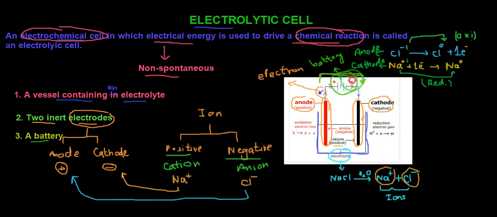As you can see, it has negative charge, so electrons are being pushed into the cathode, making it negatively charged. What is the charge on the cathode? The cathode is being negatively charged by the help of electrons that are coming from the battery.